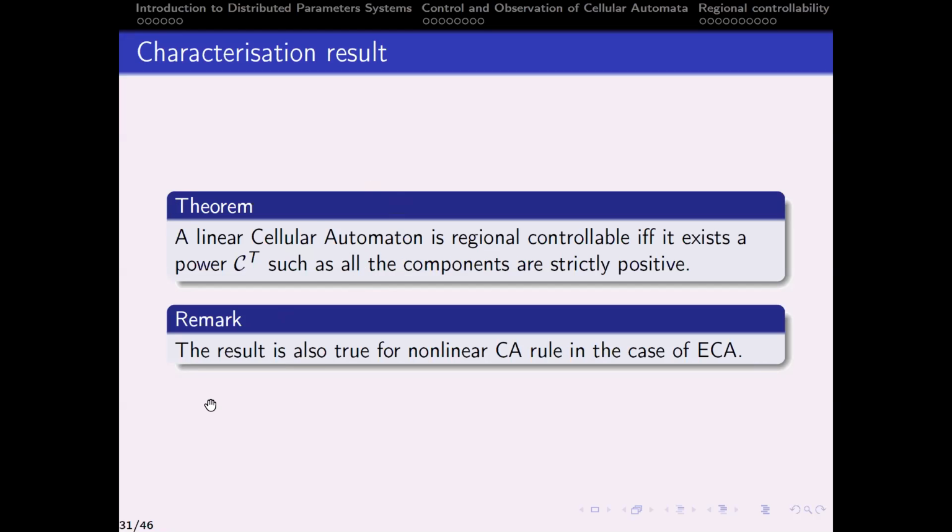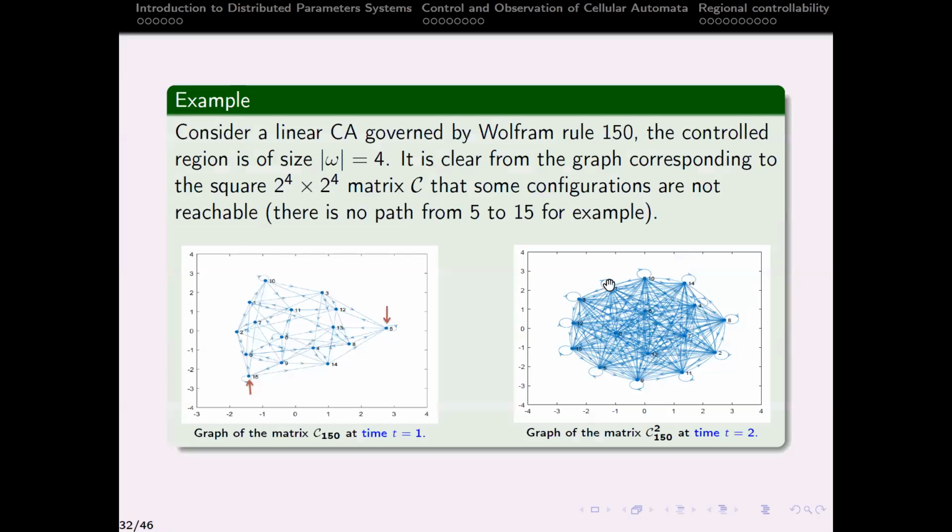And we even extend this result to nonlinear CA for the case of elementary CA. Here, this is the rule 150, the Wolfram rule. And as I told you, it depends also on the size. Here we have for capital T equal to 1, sorry, the configuration 5 and 15 have no path between them, there is no link between these configurations, and in that way the CA is not controllable for T equal to 1.